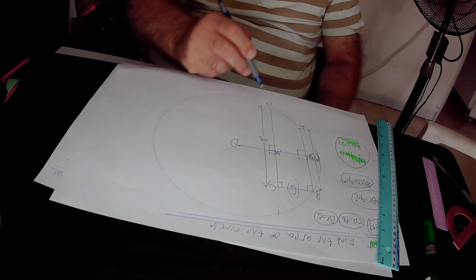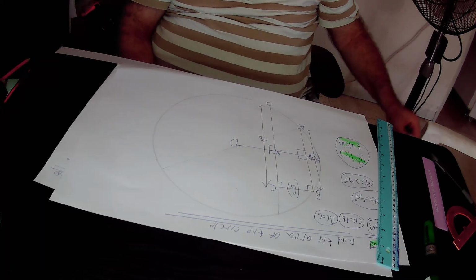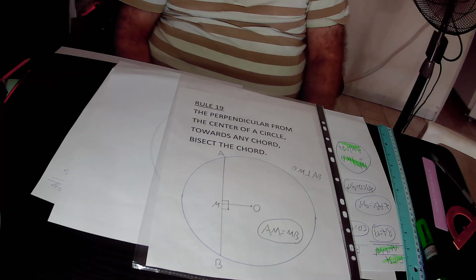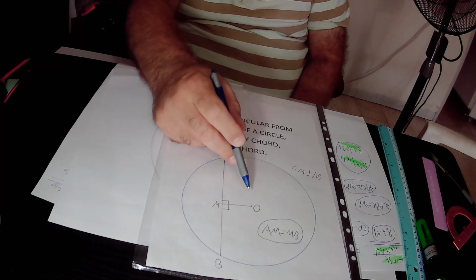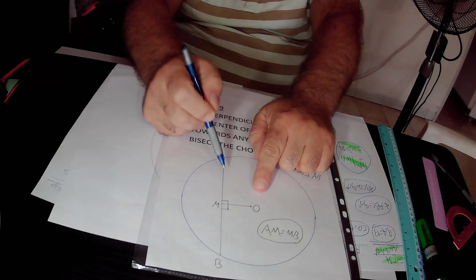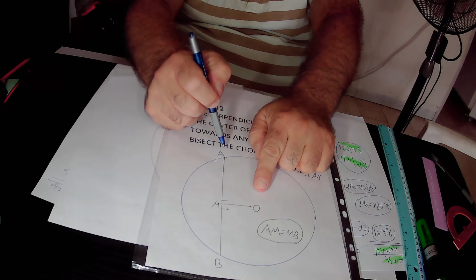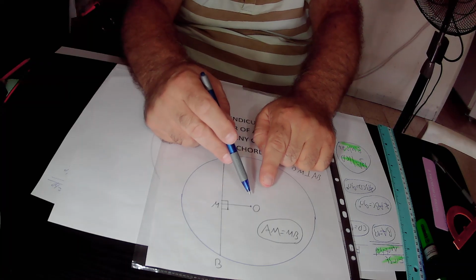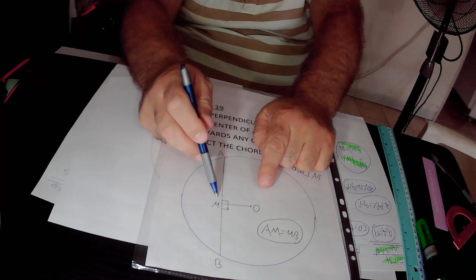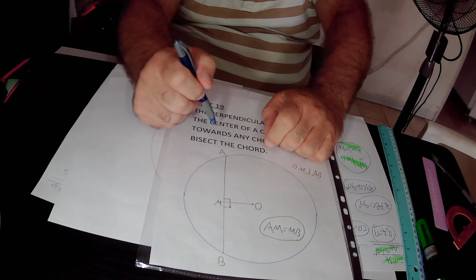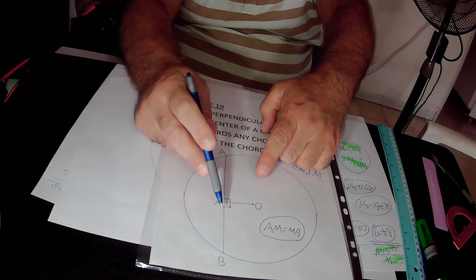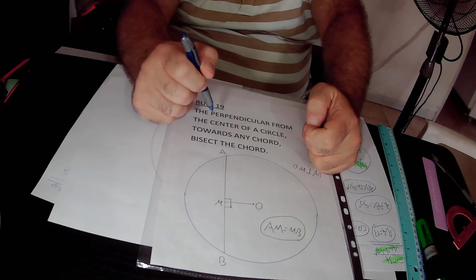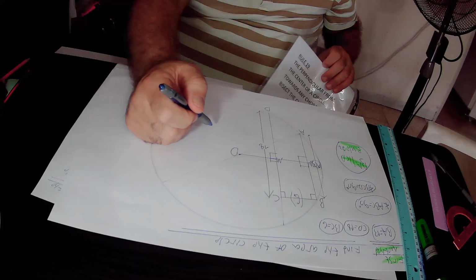Okay, so here we can implement rule 19. Repeat quickly on rule 19. According to rule 19, the perpendicular from the center of a circle towards any chord bisects the chord. Say we have a circle, and OM is perpendicular to chord AB. That is to say, this angle equals 90 degrees and this angle equals 90 degrees according to our construction. According to rule 19, perpendicular OM bisects chord AB. If perpendicular OM bisects chord AB, it means that AM equals MB, according to rule 19.